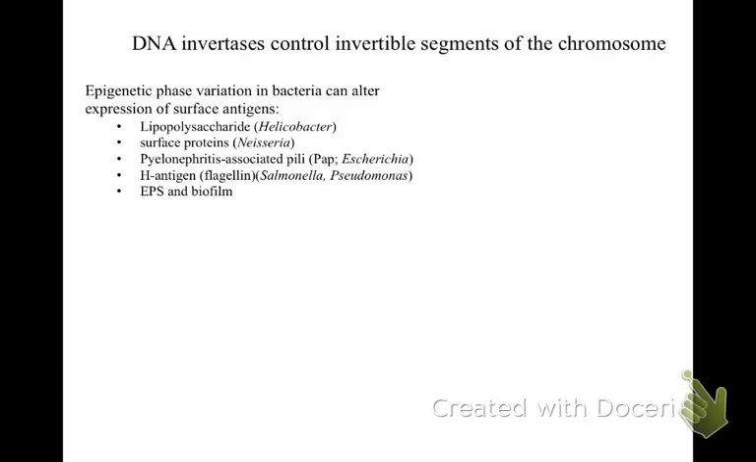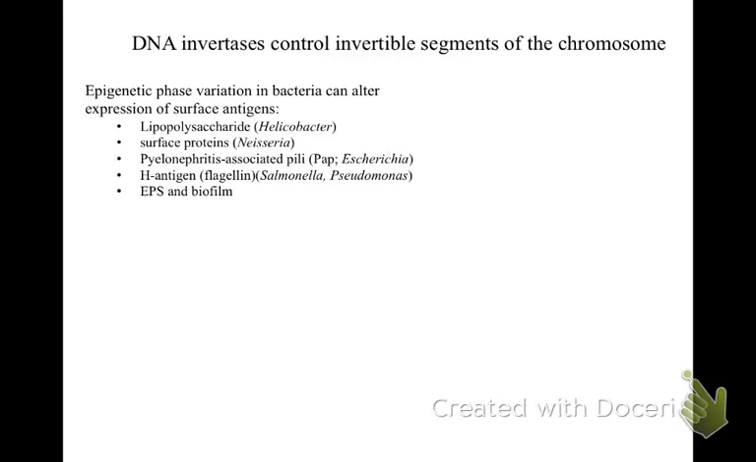In the next few minutes, I'd like to look at a couple of examples of DNA invertases, and we're going to specifically look at how site-specific recombination plays an important role in virulence for a lot of microorganisms. We'll talk about bacteria here, but there are similar situations that occur in eukaryotic microbes.